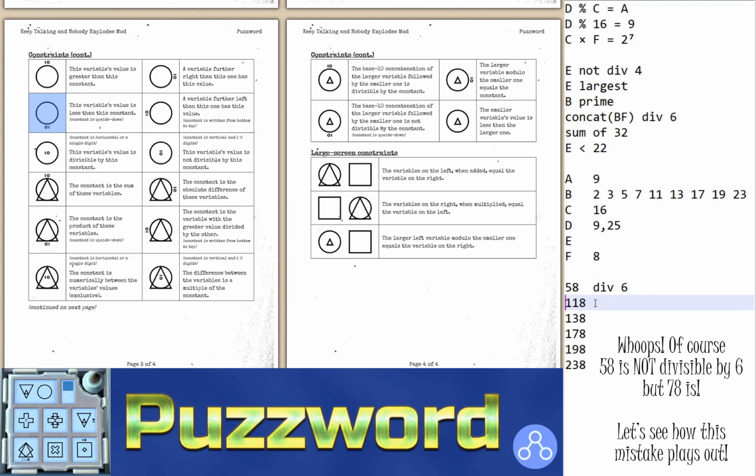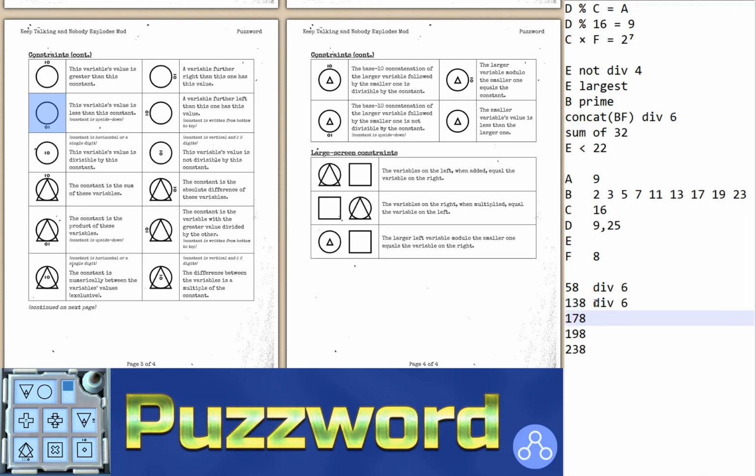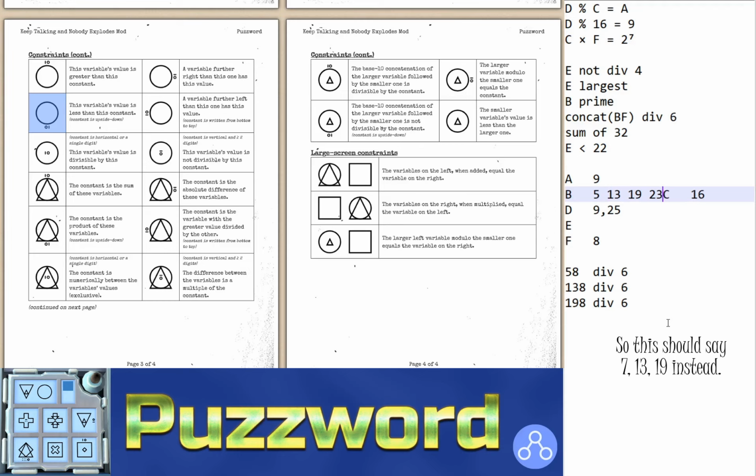This one is not. Let's see, this is, nope. This is 9 plus 3, so that one is divisible by 6. This one here is 4 more than the previous, so that doesn't work. This is divisible by 6, and this is not. This gives us 13, which is 4. Okay, so we have 3 candidates. Bravo is either 5, 13, or 19.